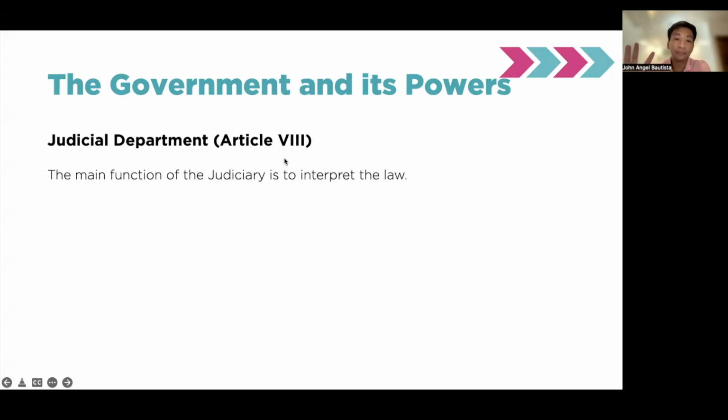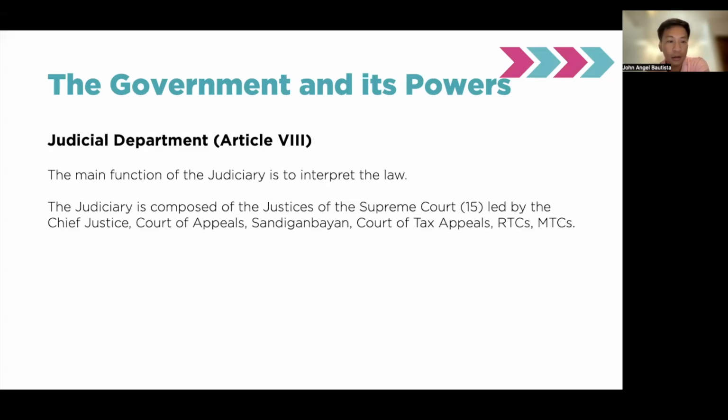Kung si Legislative Department ay gumagawa ng batas, si Executive Department ay nagpapatupad ng batas, Judicial Department is here to interpret our laws, no? The judiciary is composed of the justices of the Supreme Court, led by the Chief Justice, the Court of Appeals, Sandiganbayan, Court of Appeals, RTCs, and MTCs. So yan yung hierarchy na.